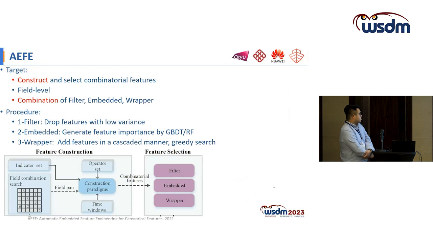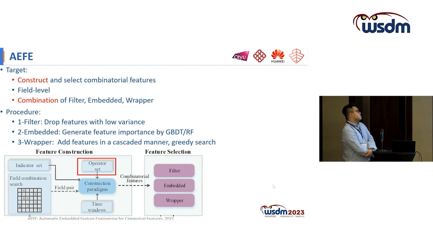For the filter, it drops the features with low variance, which are usually less distinguishable. And in a second step, some embedded methods such as gradient boosting decision tree and random forest are used to generate some feature importance. And according to this feature importance, they usually drop some features. And at the last step, some wrappers are adopted to evaluate the feature set.